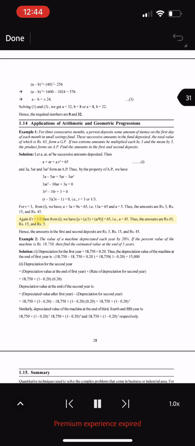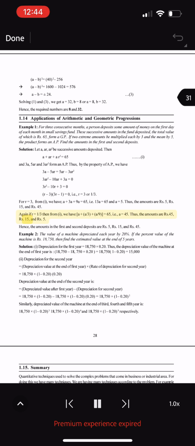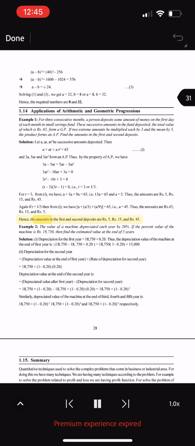Again, if R equals 1/3, then we have a plus a/3 plus a/9 equals 65, i.e., a equals 45. Thus, the amounts are Rs 45, Rs 15, and Rs 5. Hence, the amounts in the first and second deposits are Rs 5 and Rs 15, with the third being Rs 45.